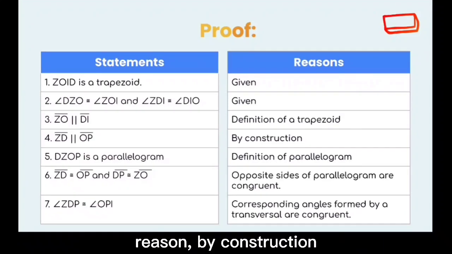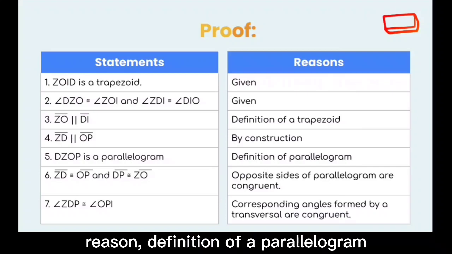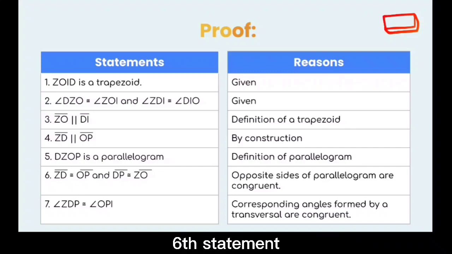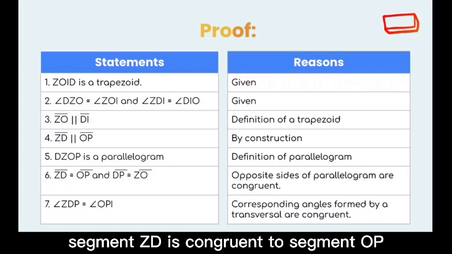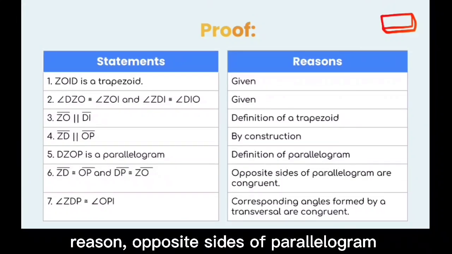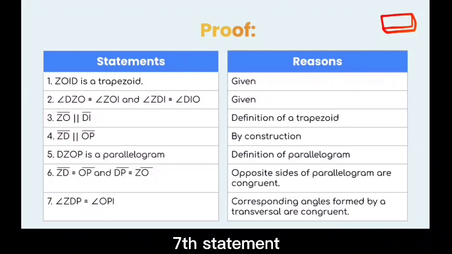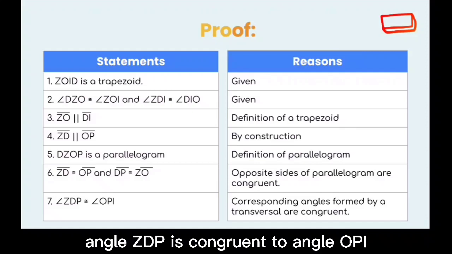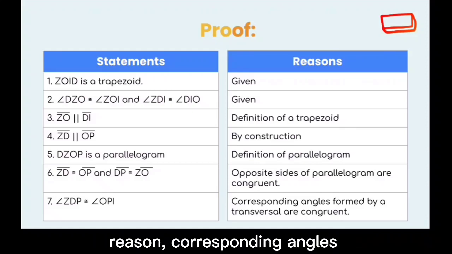Reason: by construction. Fifth statement, DZOP is a parallelogram. Reason: definition of a parallelogram. Sixth statement, segment ZD is congruent to segment OP and segment DP is congruent to segment ZO. Reason: opposite sides of a parallelogram are congruent. Seventh statement, angle ZDV is congruent to angle OPI. Reason: corresponding angles formed by a transversal are congruent.